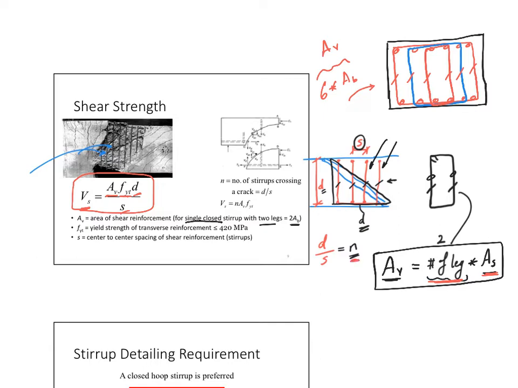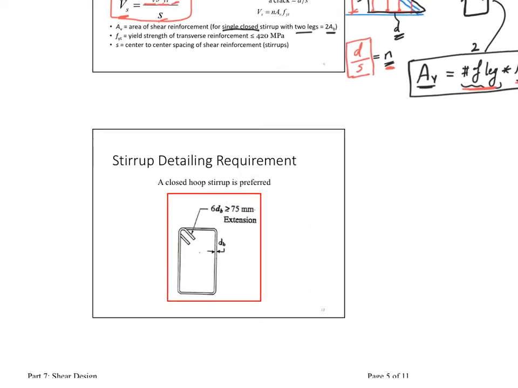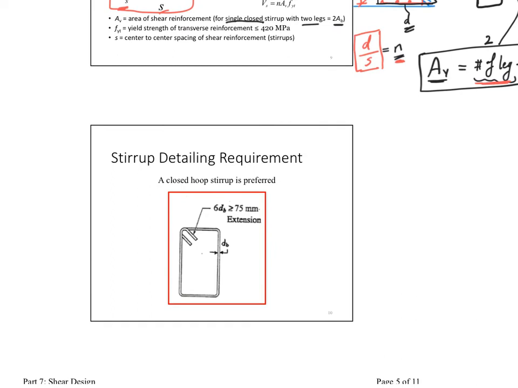Times N or times D over S, because that gives us right away how many stirrups will be involved in this shear crack. Now the stirrup detailing for a closed hoop is a preferred option, especially for high seismic, high wind areas where beams will involve a lot of back and forth loading.